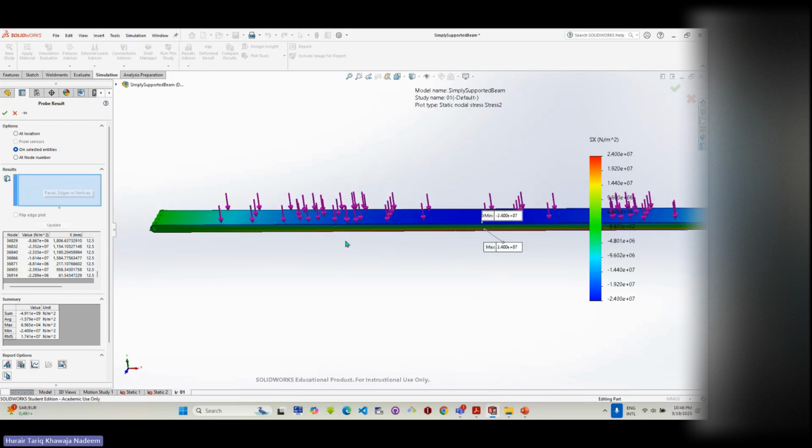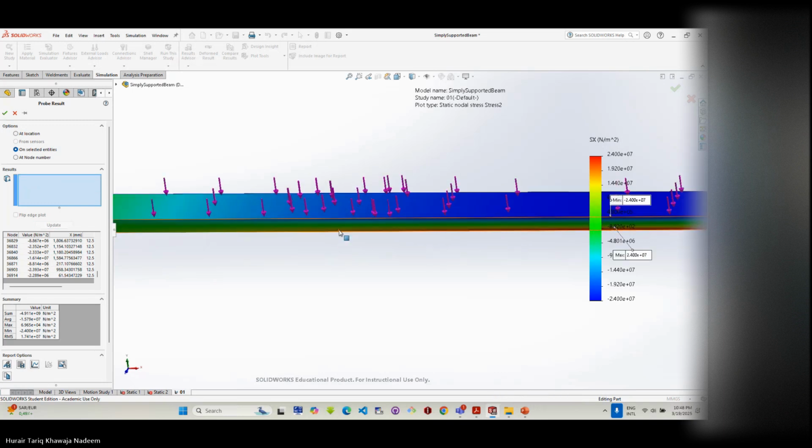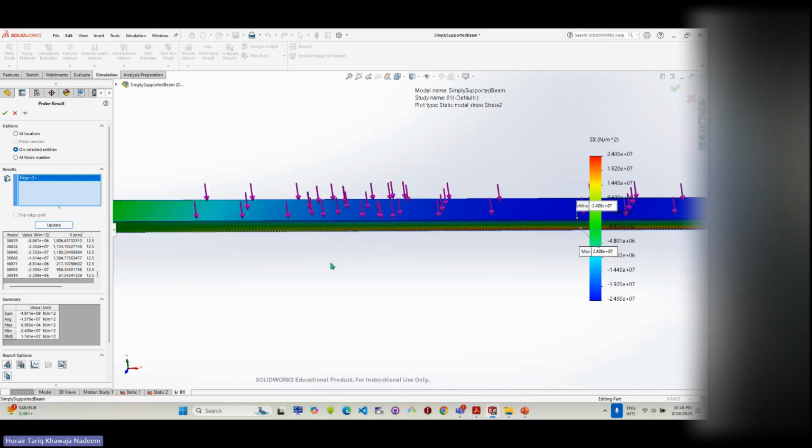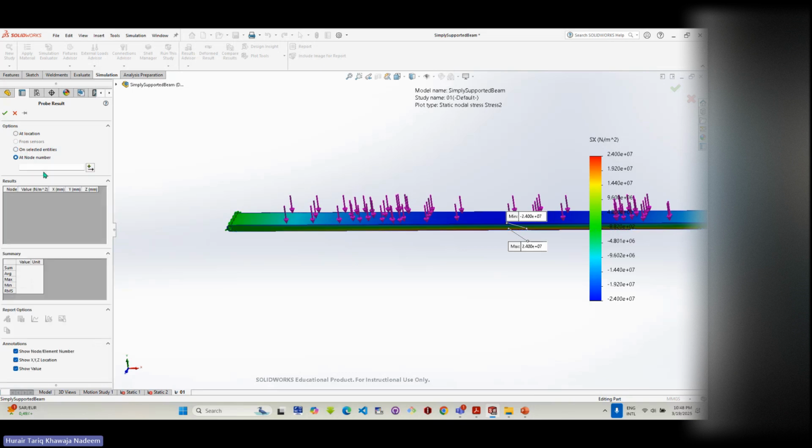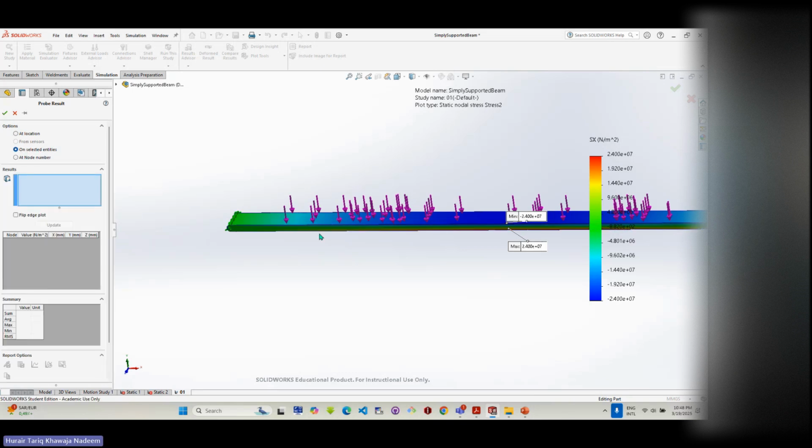Okay, let's do it for the bottom one. Edge this, update. Okay, so at node number on selected entity. So this is the entity actually, okay? And click on update and let's plot the graph.